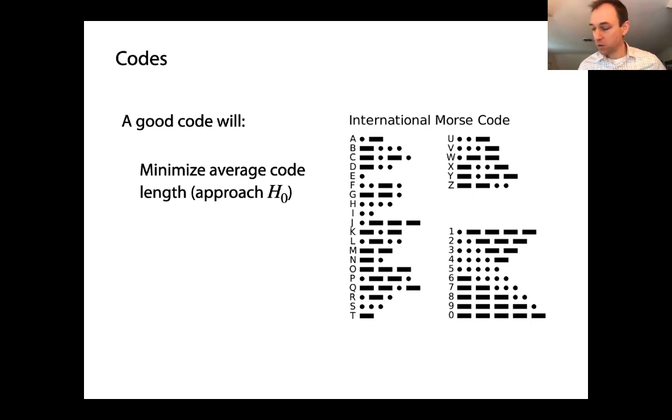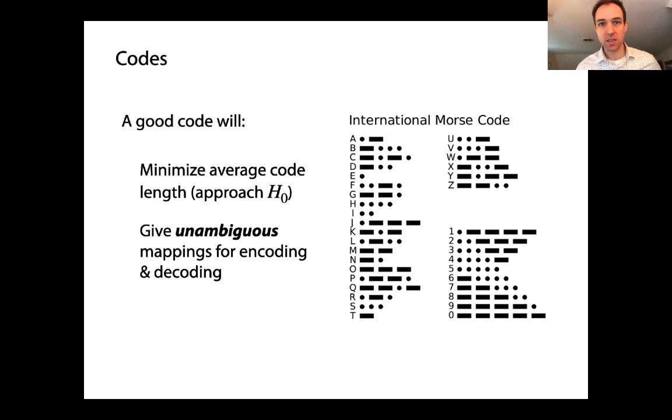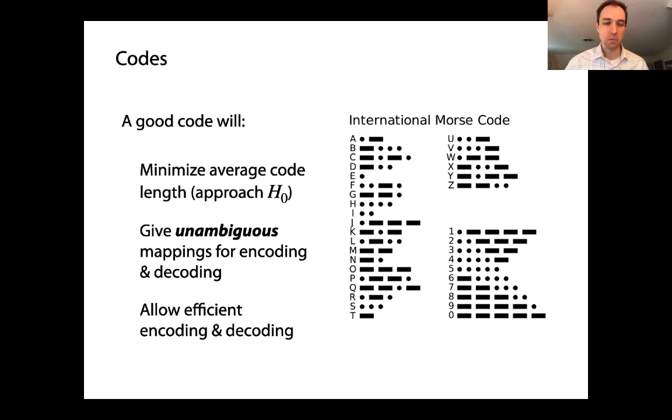We would like the code to be unambiguous in the sense that each possible string gets a distinct encoding, a unique encoding. We can't confuse 2 different strings. 2 different strings can't have the same encoding. And we'd like to be able to do this efficiently, both encoding and decoding. And we'll see a little bit more about what we mean by efficiently in a moment.